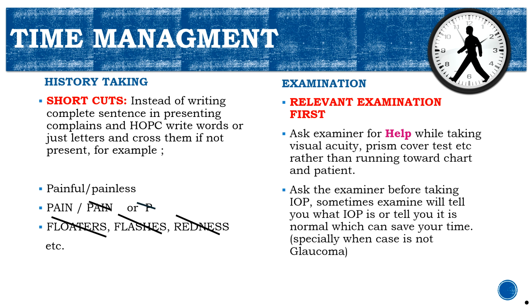For examination, do the relevant examination first. Don't hesitate to ask the examiner for help while taking visual acuity, because it's better than running toward the chart and the patient. And as I told before, you can ask the examiner before taking IOP or gonioscopy. Sometimes the examiner will tell you that IOP or gonioscopy is normal, so you don't have to perform it and you will move on. It will save your time, especially when the case is not of glaucoma.